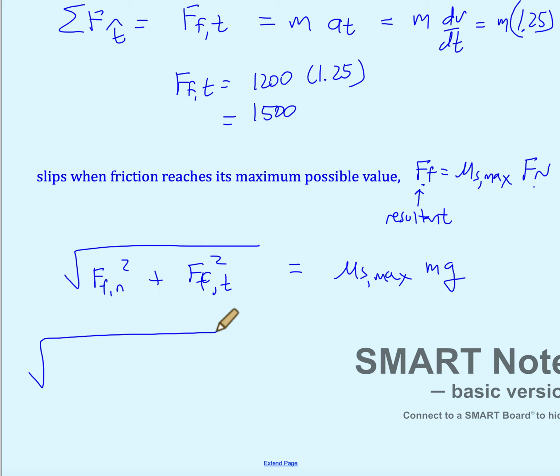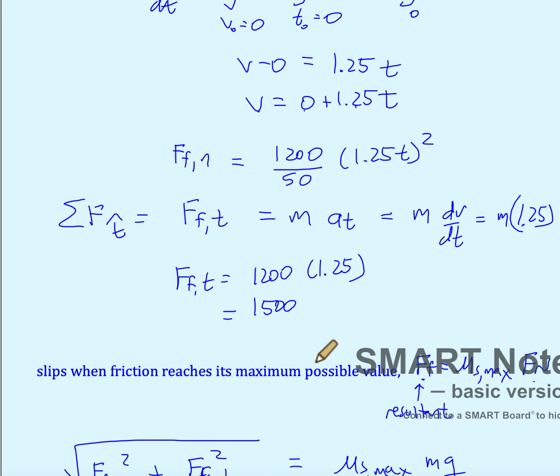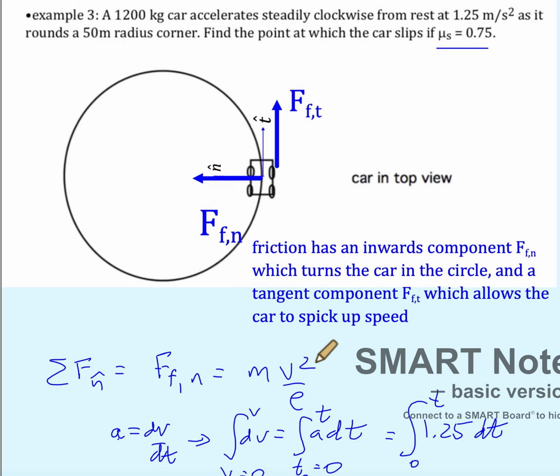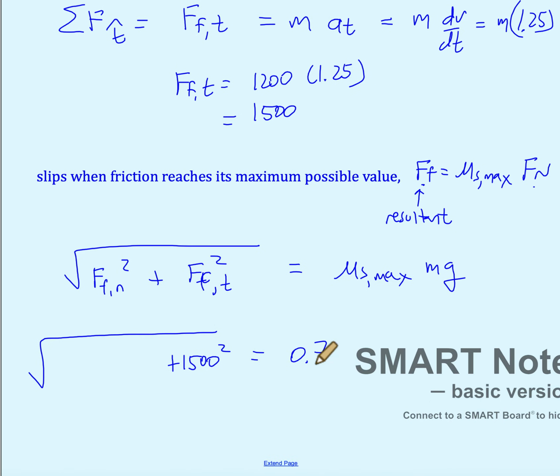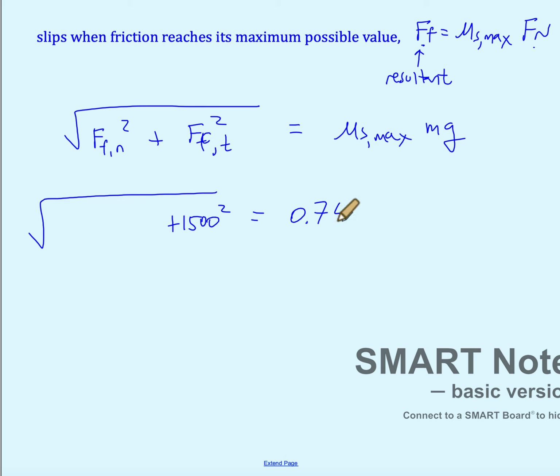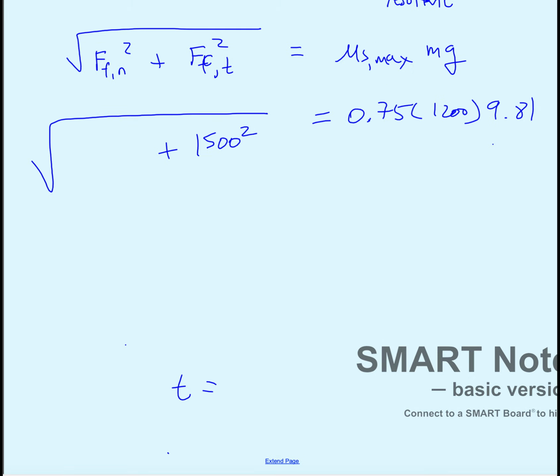Okay, now let's get an expression for this. This was 1500 squared, and this was 0.7. It was 0.7, not 0.75. Sorry, scrolling. No, it was 0.75. Should have stuck with my intuition. 0.75 times 1200 times g, 9.81. So for the normal component squared, if you simplify the above, it's 37.5 t squared. That's 1200 over 50 times 1.25 squared. And then that's all squared.